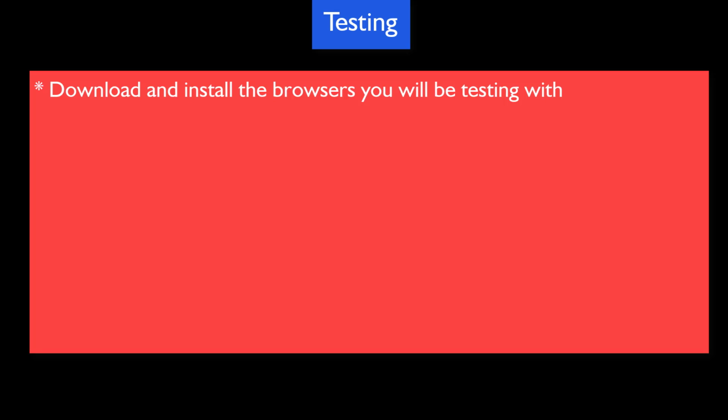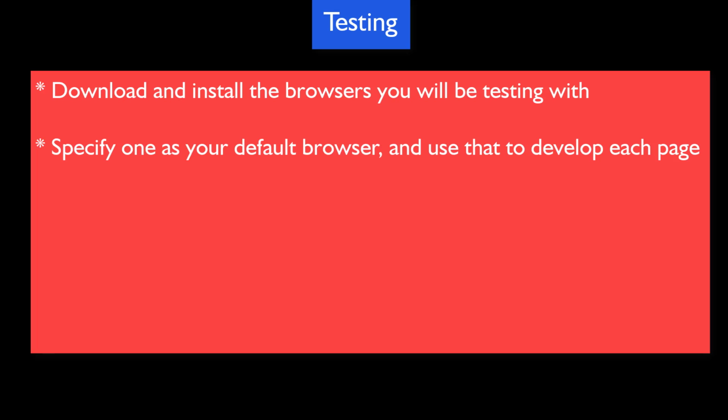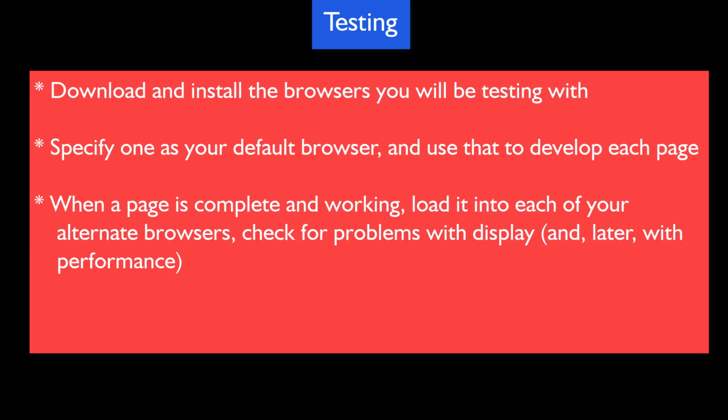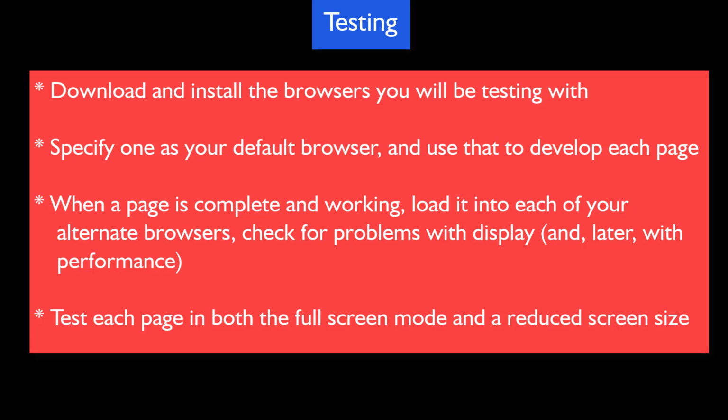So the recommended testing approach: download and install the browsers you will test with. Specify one as your default browser and use this one to develop each page. When a page is complete and working, load it into each of your alternate browsers. Check for problems with display, and later with performance. Test each page in both the full screen mode and a reduced screen size. Blocks will often overlap in unexpected ways with a smaller viewport. In the following example, I display our Flying Drones Academy homepage in 4 browsers, both full screen and reduced screen.